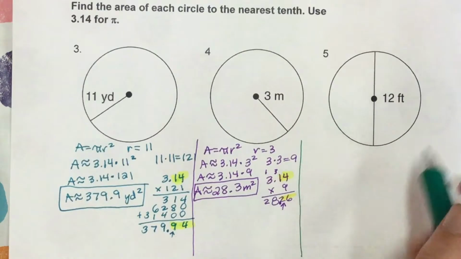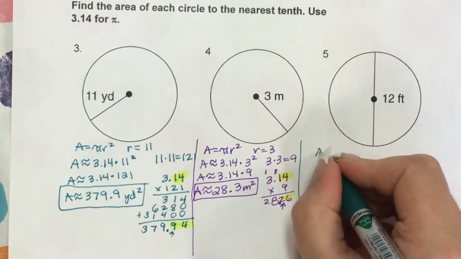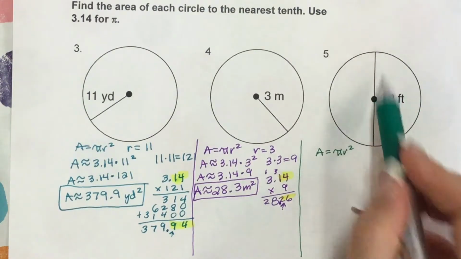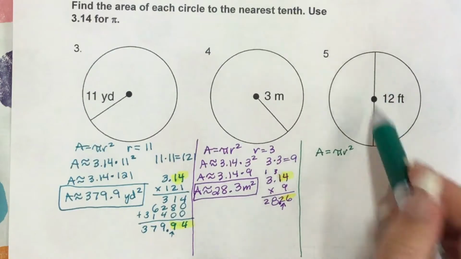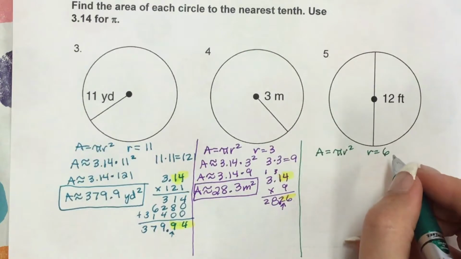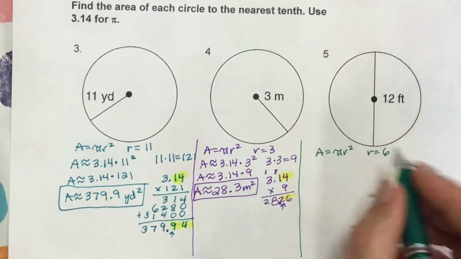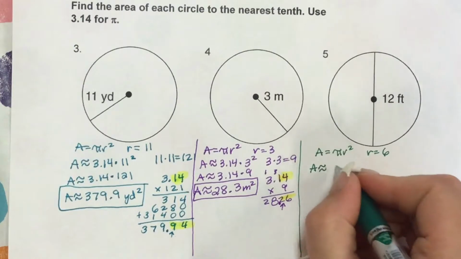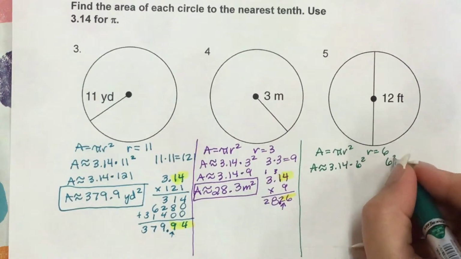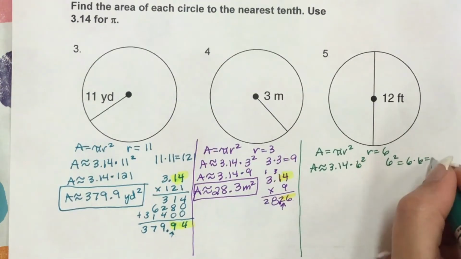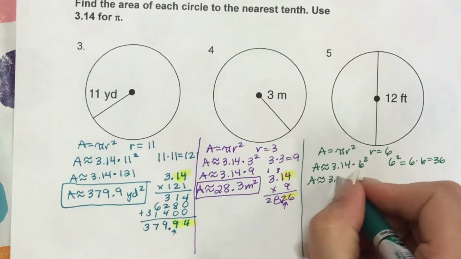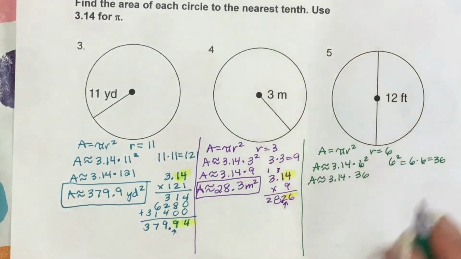All right, we're finding the area of the circle, so we're going to write the formula down. Area equals pi r squared. Now this is giving us a diameter. The radius is going to be half of the diameter, so half of 12 would be 6. So our radius is actually equal to 6. We're going to go ahead and substitute this in. Area is approximately 3.14 times 6 squared. Now 6 squared is the same thing as 6 times 6, which is 36. So I'm going to write area is approximately 3.14 times 36.